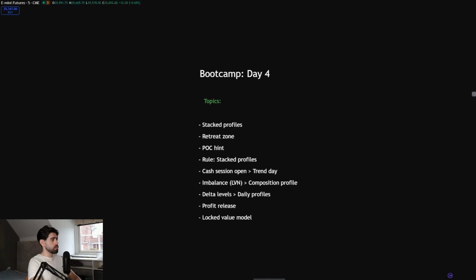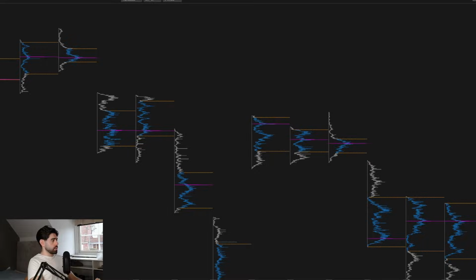Bootcamp day 4. So these are the topics. We got stacked profile, retreat zone, POC hint, an important rule in stacked profile, cash session open to a trend day, imbalance low volume node into a composition profile, delta levels in daily profiles, profit release, and lastly locked value model. Stacked profiles. We all know now what those are.